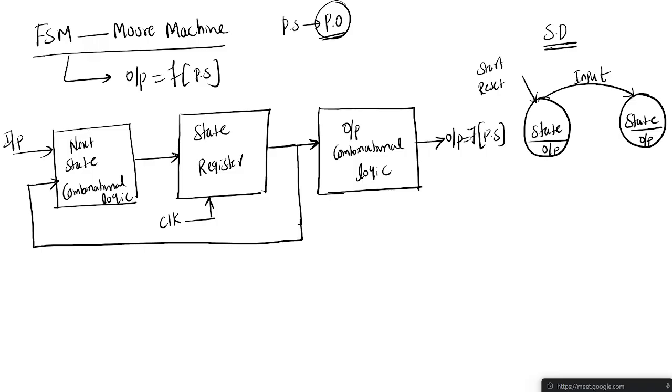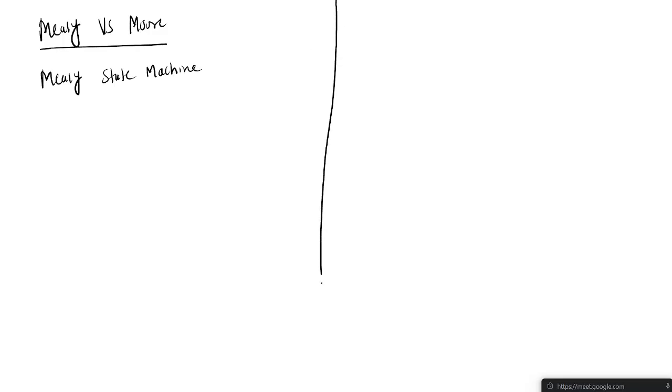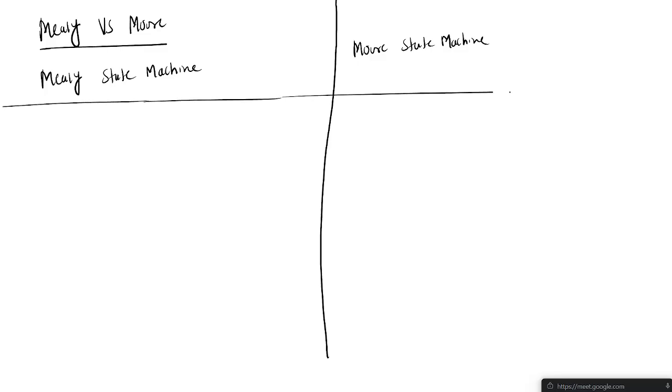Okay. Here, if you see Mealy versus Moore, I will write Mealy state machine here, and next one is Moore state machine, or FSM, finite state machine. If you do the differentiation, here the output is a function of what?